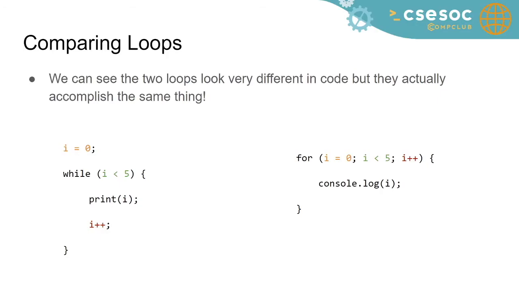Both of these snippets of code will print the numbers from 0 to 4, like we saw in Kenneth's demonstration earlier. But we can see that they look very different in code, and that the for loop is a lot shorter, which is why we tend to prefer for loops when we write the code out.